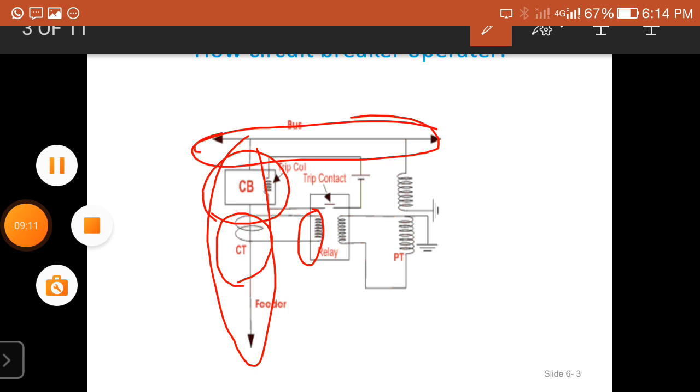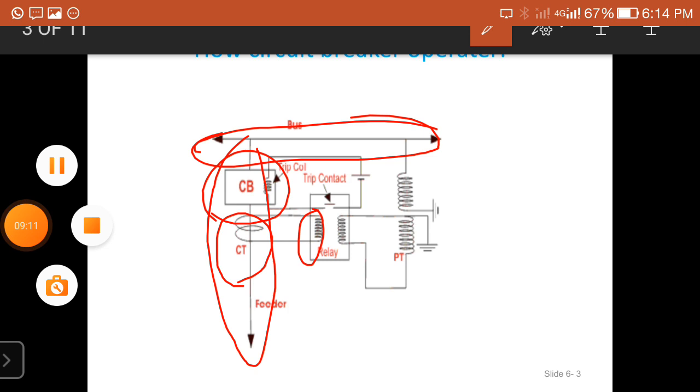In that air gap, due to the ionization of the current particles, some arc will be struck in between the moving and fixed contact. If any fault is obtained, automatically the moving contact moves away from the fixed contact.